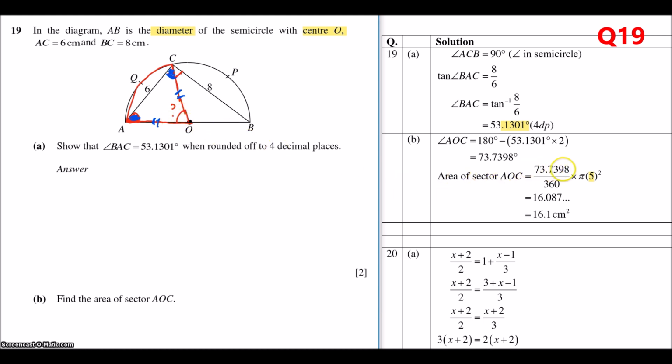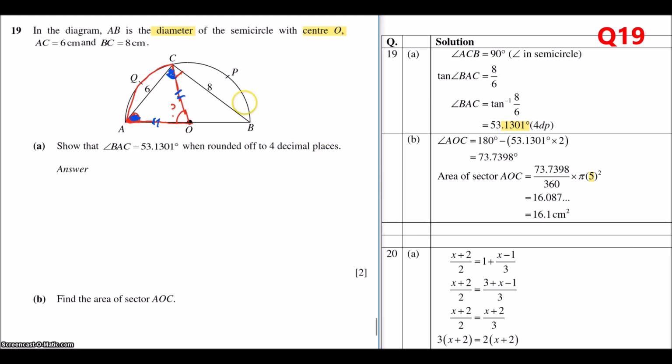So it's 70-something degrees out of a total 360, because in a circle, the whole circle is 360, and this is only 73 degrees out of 360 degrees, so it's a fraction thing. And then they have the pi r squared. In this case, they put r as 5, but there seems to be no other working.